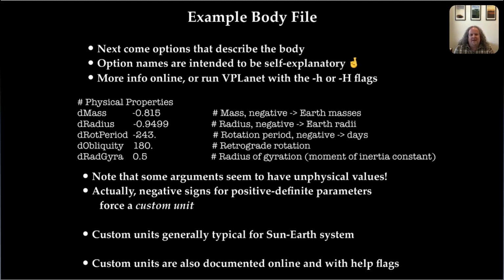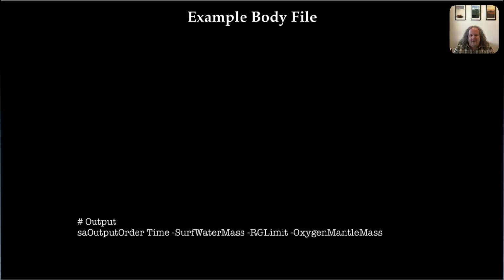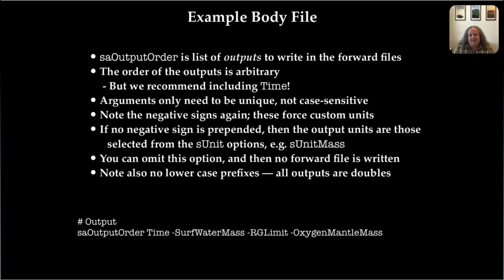Okay, the final option in this file is saOutputOrder. This option is really important because it sets the list of all the outputs to write to the forward file. Every time VPLanet reaches a time that requires an output, the code will write a line that contains the instantaneous values of the arguments you provide to this option. The order of the outputs is arbitrary, so you can mix them up however you want, but we do recommend including time because it's often really helpful to know the time step associated with a line of data.